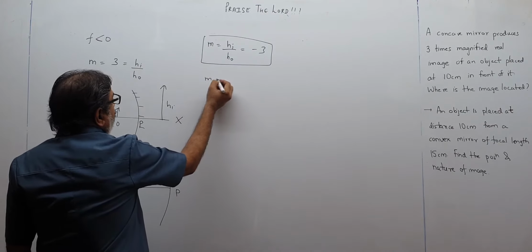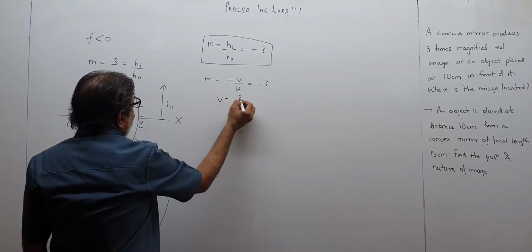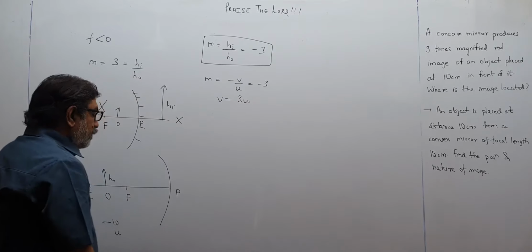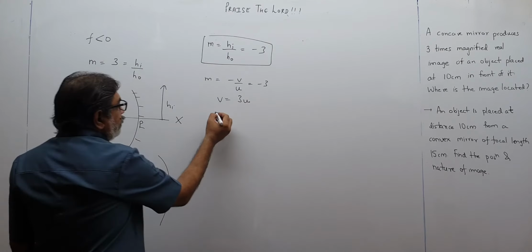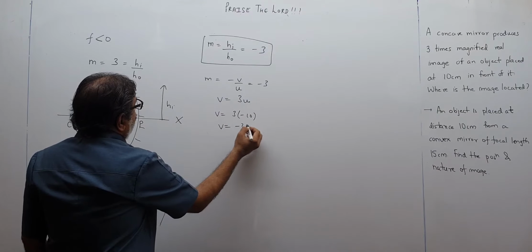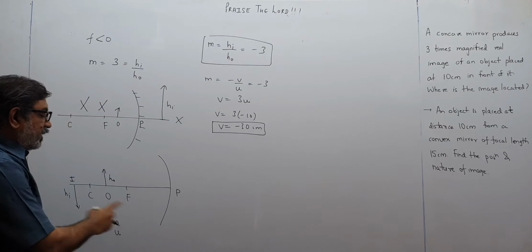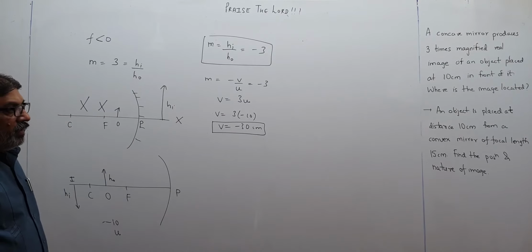And m I know that is minus v upon u. So v will become 3u. U is minus 10. So v will be minus 30 centimeter. So where is the image located? 30 centimeter from the pole.